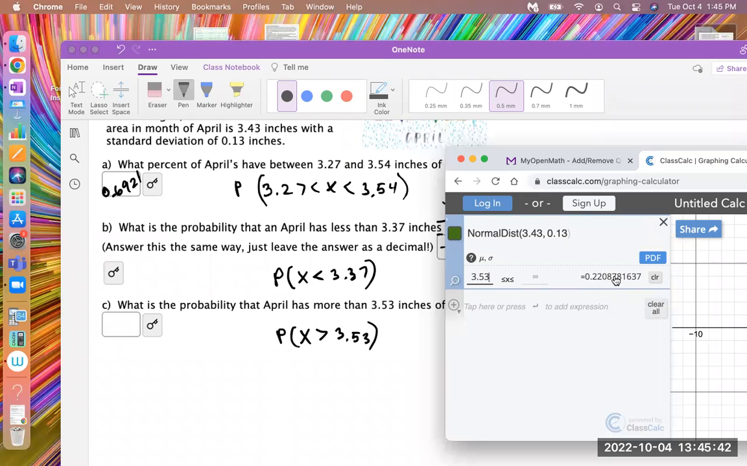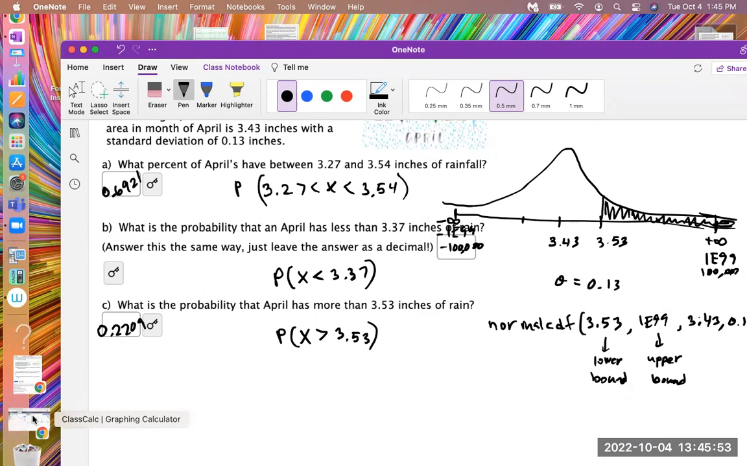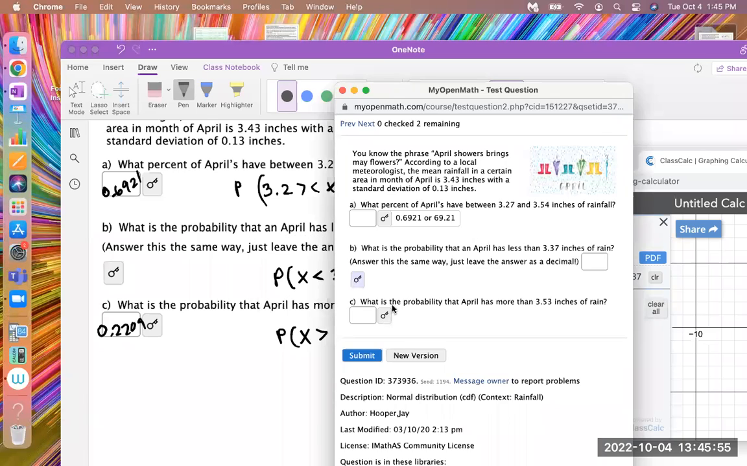And then there's our answer, 0.2208. But actually, the fifth decimal place is 7, so we round up, so 0.2209. I believe that's what we just said. And all right, there we go. That's our answer.